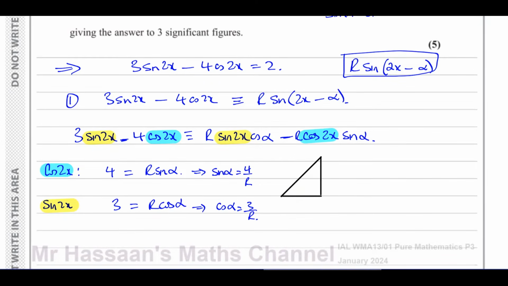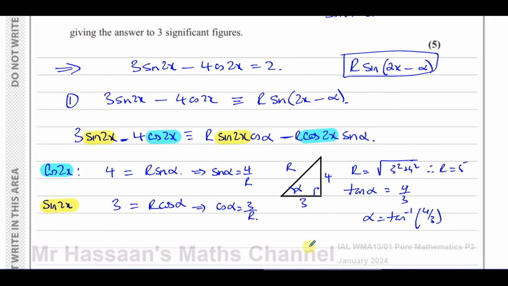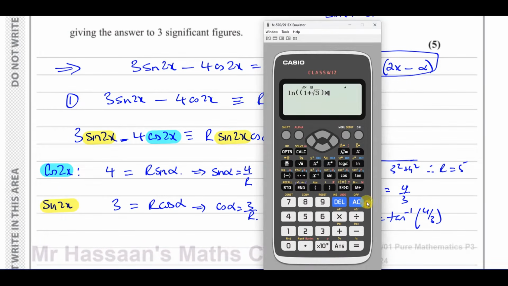Now, you have the right angle, and you have alpha. We know the sine of alpha is opposite over hypotenuse, so that's 4, and that's r. And the cosine of alpha is adjacent over hypotenuse, that's 3, and that's r. So we can find r by Pythagoras' theorem. It's a 3, 4, 5 triangle. r is going to be the square root of 3 squared plus 4 squared, so r is equal to 5. And we can find alpha by saying the tangent of alpha is equal to opposite over adjacent, 4 over 3. So alpha is equal to inverse tan of 4 over 3.